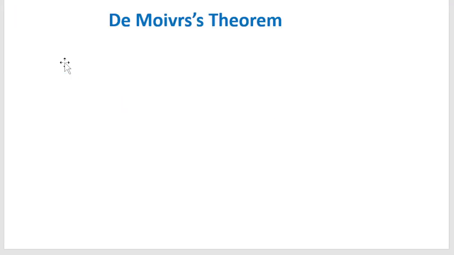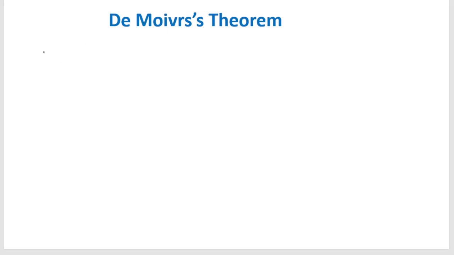So today we'll see De Moivre's theorem. De Moivre's theorem is basically an application of the Euler form of a complex number, but it is a more generalized way of finding the root of any complex number. So let's talk about this De Moivre's formula. Basically, we call it De Moivre's formula.